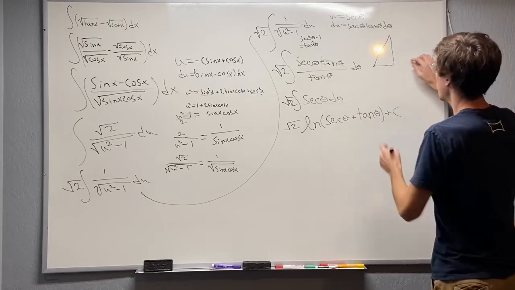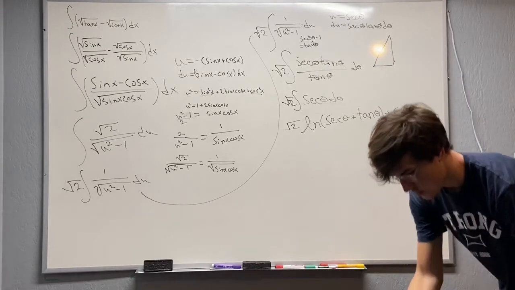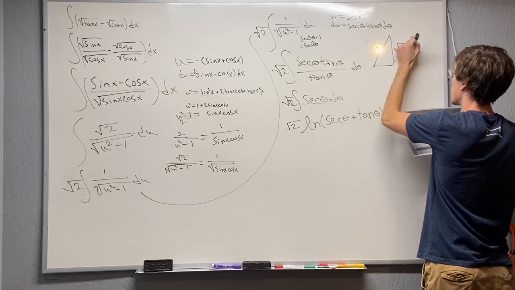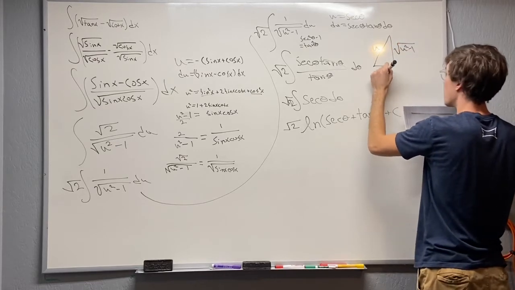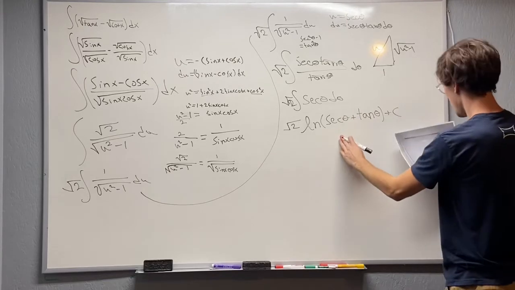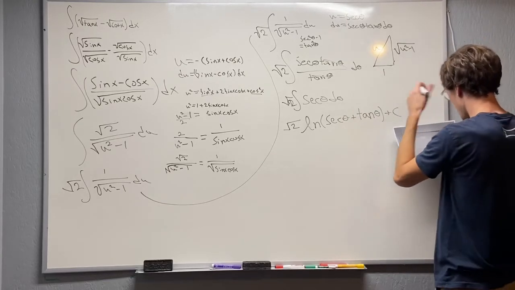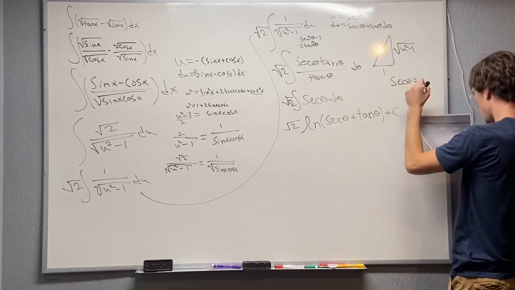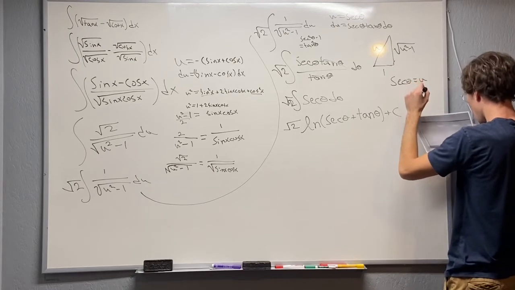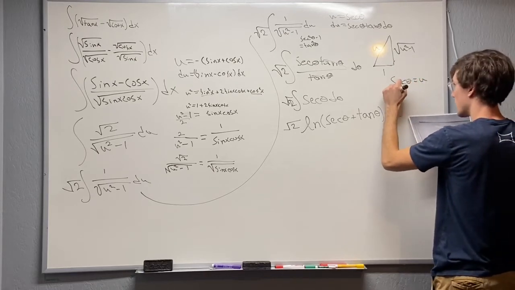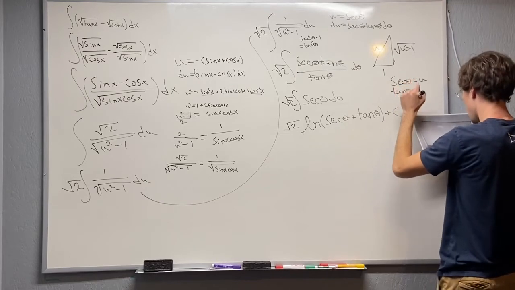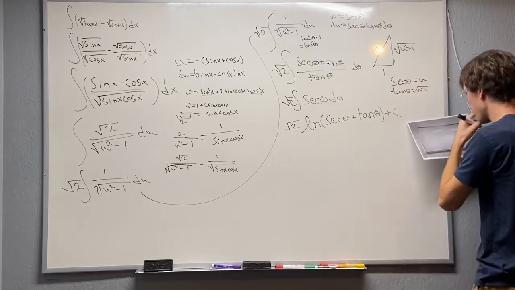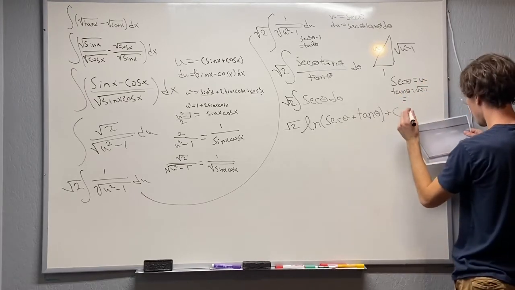So this one's going to be u, and then this one's the square root of u squared minus 1, and this one's going to be 1. And so when we get, secant of theta is going to be equal to u, and then the tangent of theta is going to be equal to the square root of u squared minus 1.